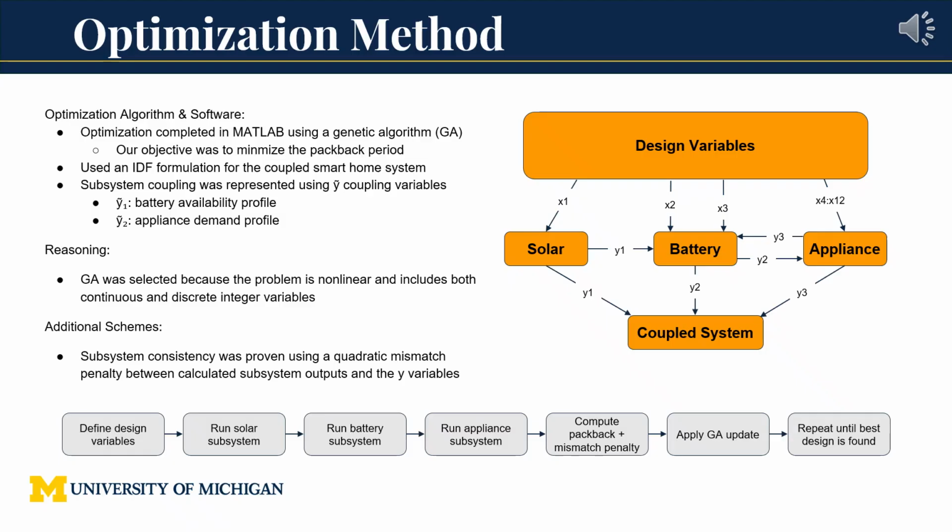Subsystem coupling is handled through wide-tilt variables, which represent battery availability and appliance demand. Instead of forcing exact agreement between subsystem outputs at every step, consistency is encouraged using a quadratic mismatch penalty in the objective. A genetic algorithm was chosen because the problem is nonlinear and includes both continuous and discrete integer variables, making it a good fit for combined sizing, scheduling, and operating mode decisions.